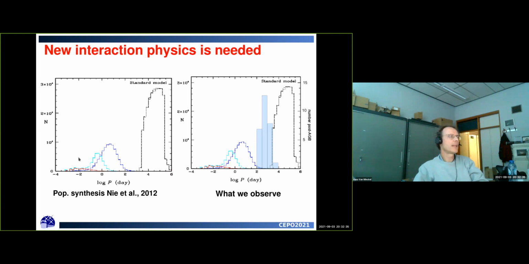So on the left-hand side you see the result of a population synthesis, where you of course see a bimodal distribution after the AGB: the spiraled-in systems that went through common envelope and spiraled in. Then you have the wide systems, and you don't expect many systems at those periods, and that is exactly where we find them. So our distribution is in fact the complete opposite of what you expect from population synthesis theory. So there is certainly some aspect of binary interaction physics that is missing in order to explain those systems.